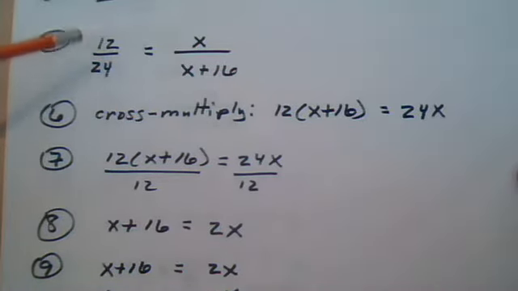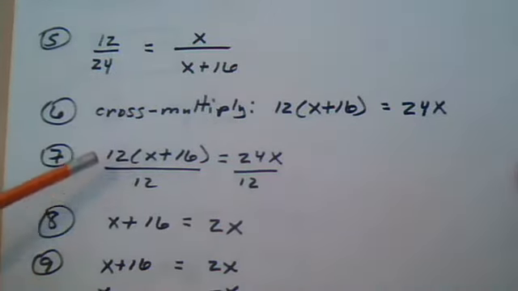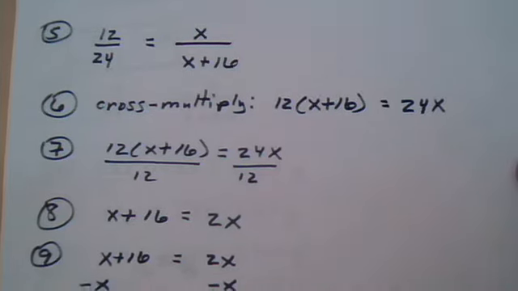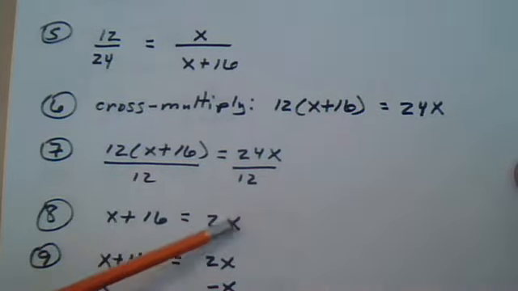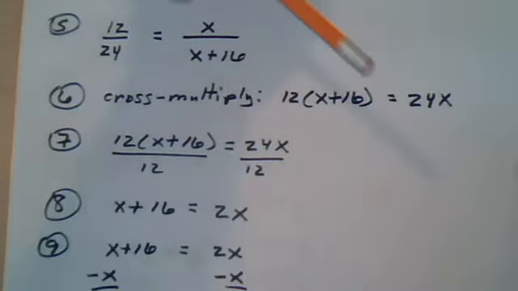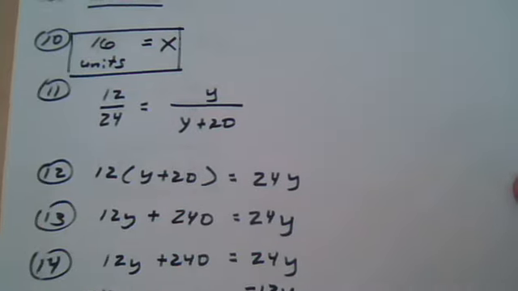So you cross multiply. Notice how we cancel the 12 here. Isolate the x's, collect the x's and isolate them. So I'm going to move this x over. So I subtract. So I have x equaling 16 units.